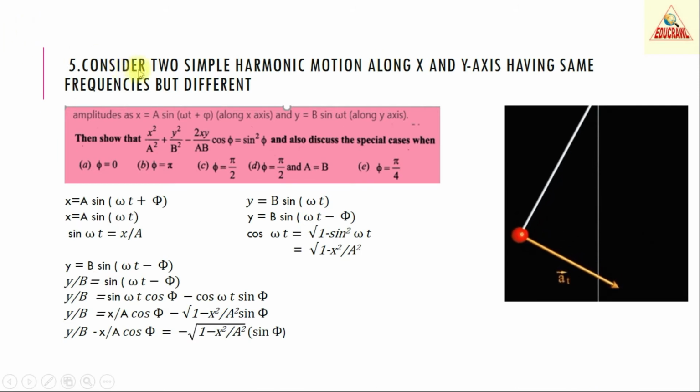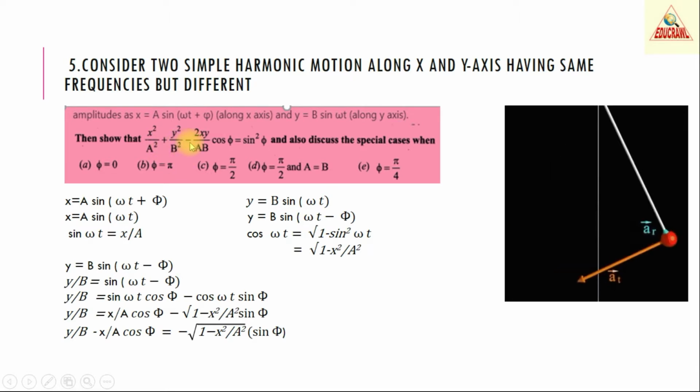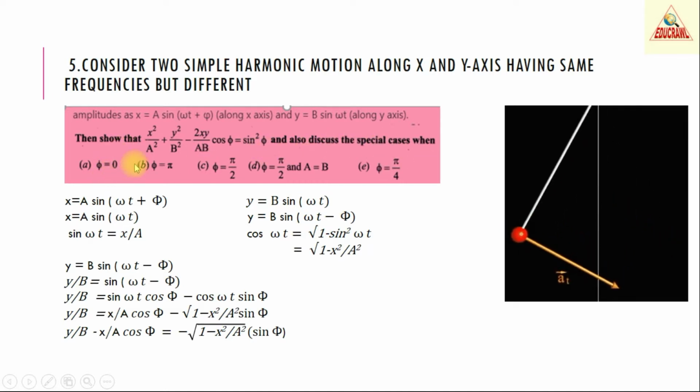The fifth problem. Consider two simple harmonic motions along x and y axes having the same frequencies but different amplitudes, as x equal to a sin(omega t plus phi) along the x axis and y equal to b sin omega t along the y axis. Then show that x squared by a squared plus y squared by b squared minus 2xy by ab cos phi is equal to sin squared phi. And also discuss the special cases when phi is equal to 0, phi is equal to pi, phi is equal to pi by 2, phi is equal to pi by 2 and a is equal to b, and the last case is phi equal to pi by 4.